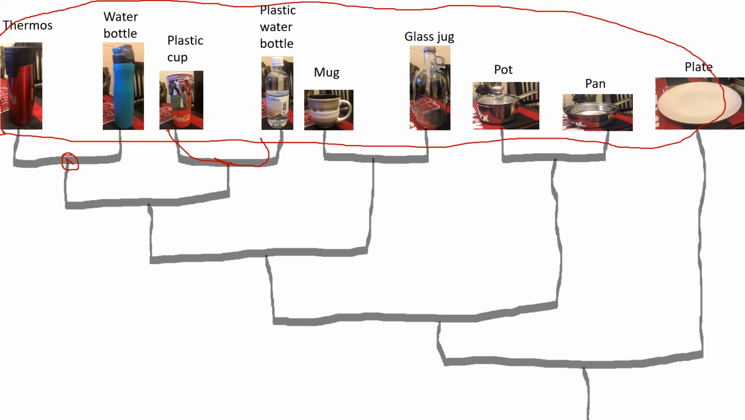So this one here would be the common ancestor for stainless steel because that's the material that they're both made of. This one would be plastic. This one would be glass or like breakable materials. And these two, it would be like the common ancestor for cookware, like materials that you'd use in the kitchen.